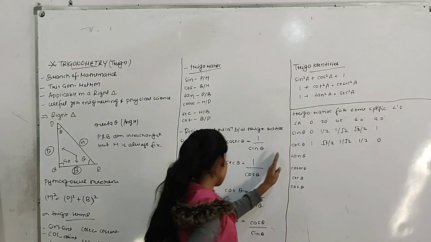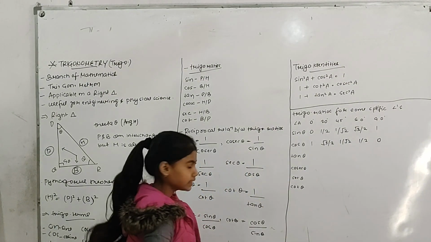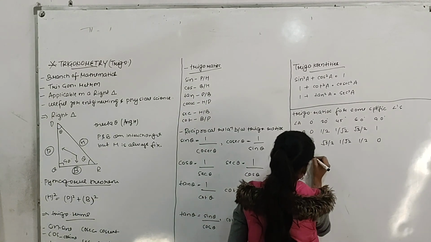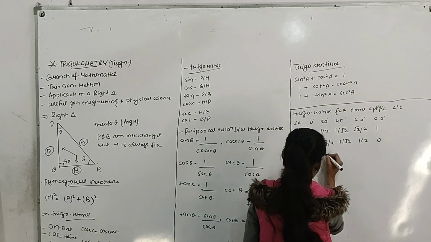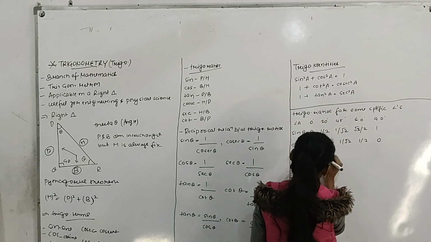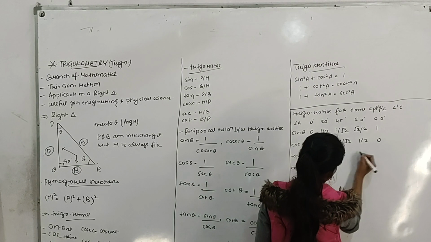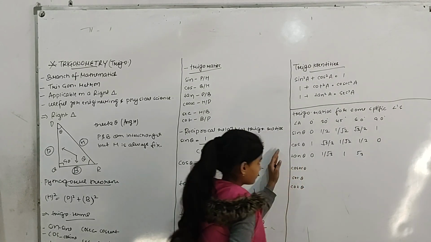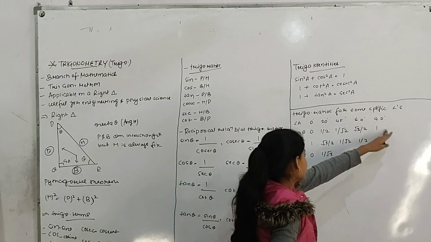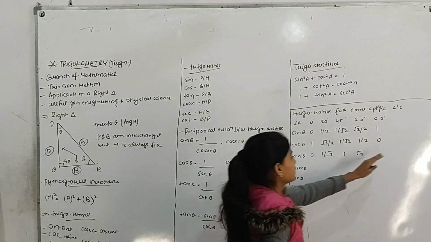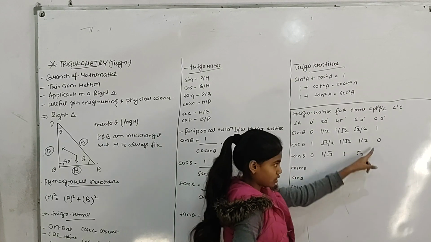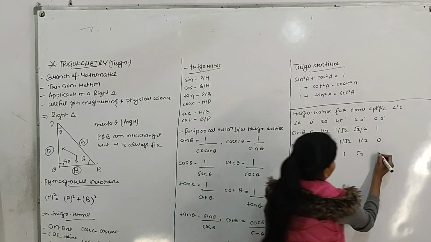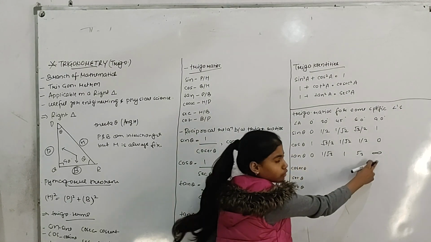And tan theta, we have discussed that tan theta can also be equal to sine theta upon cos theta, so we can write it as 0 upon 1, which will become 0, then 1 upon root 3, 1, root 3, and the value of sine with angle 90 is 1, and the value of cos with angle 90 is 0. So it will become 1 upon 0, and 1 upon 0 is a value that we can't define, so we write it as not defined, and this is the symbol of not defined.